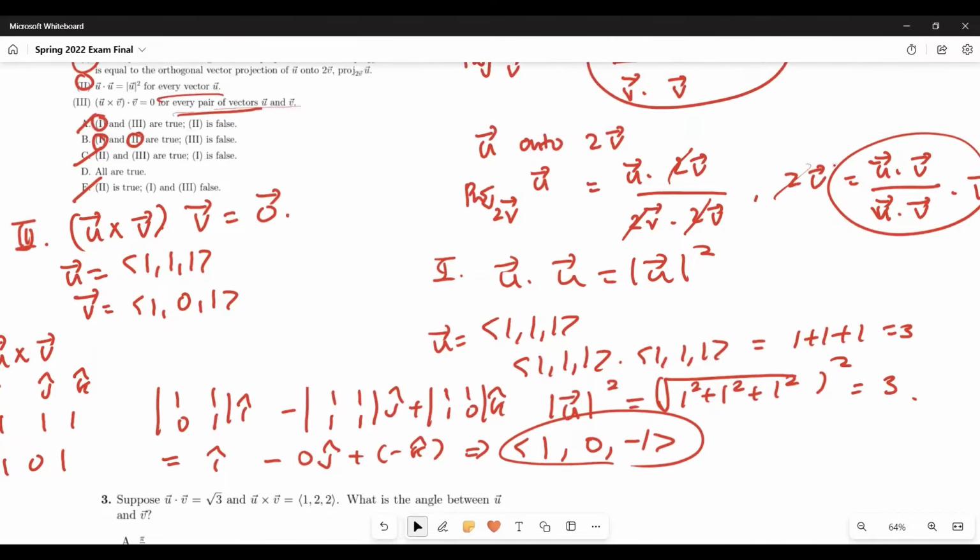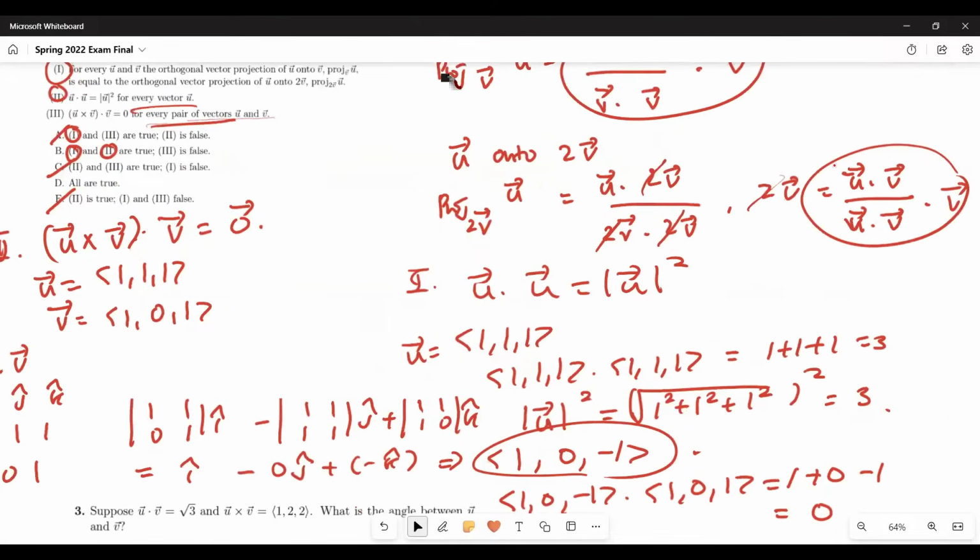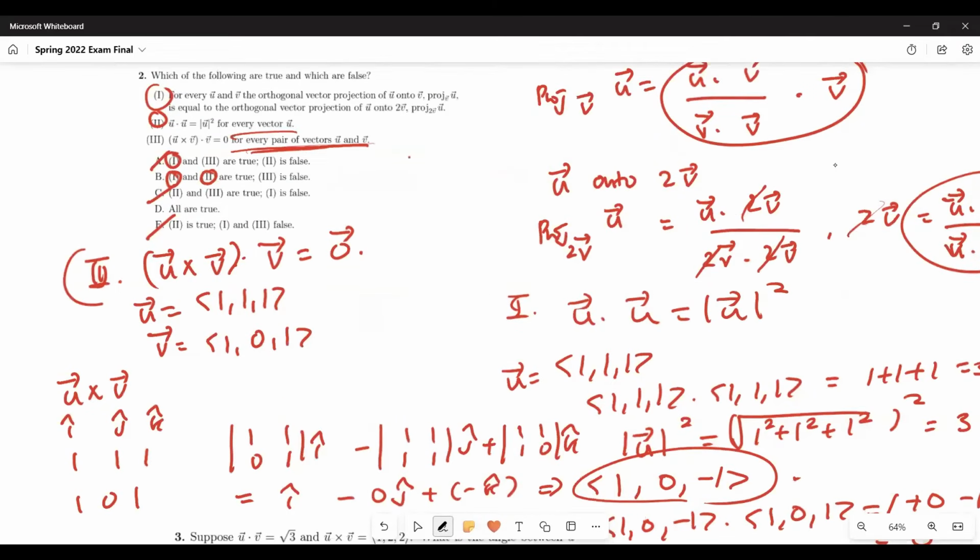Okay, we have that, (1, 0, -1). And then we have to do the dot product with v. This is 1 times 1, which is 1, plus 0, plus -1 times 1, which is -1, giving 0. So it is 0 for every pair. So I guess 3 is also right. That means answer choice D is the right answer. So the answer is D.